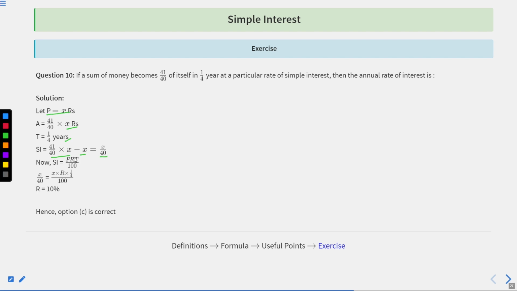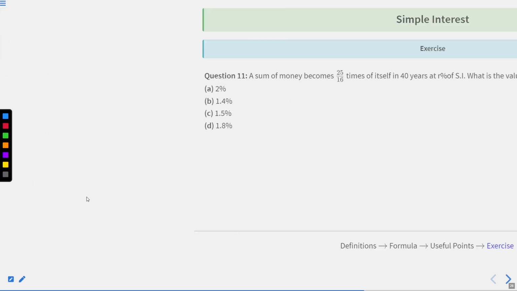So now use the formula simple interest equals principal into rate into time upon 100, that is X upon 40 equals X into R into 1 upon 4 upon 100. So when you simplify this, X and X get cancelled, and 4 goes into 40 ten times. So this 0 cancelled. You will be left with R equal to 10%. So the option correct here is option C.